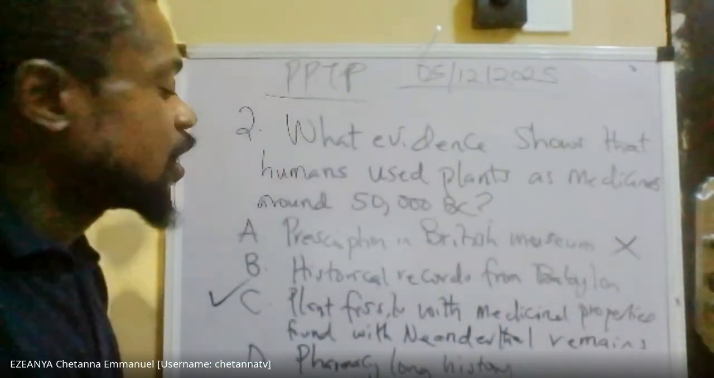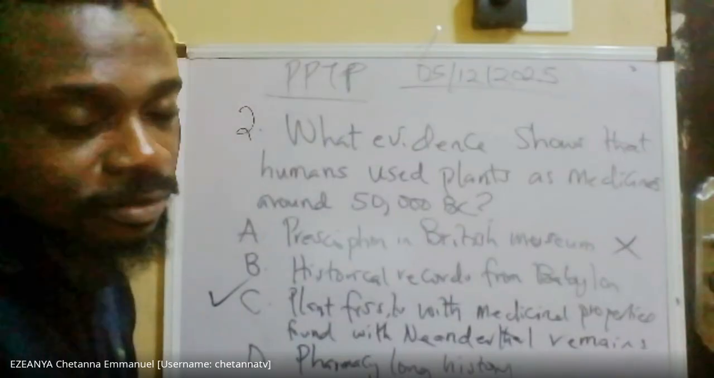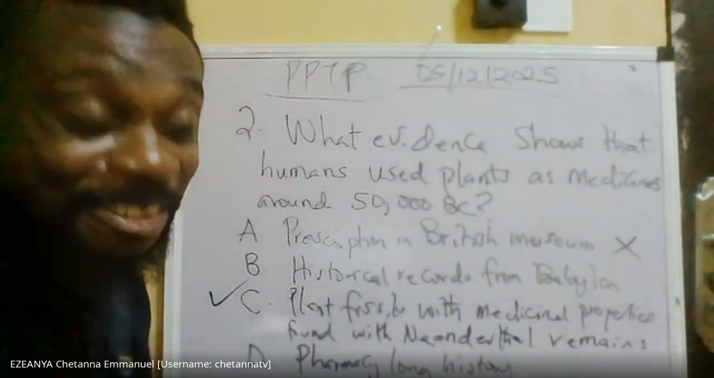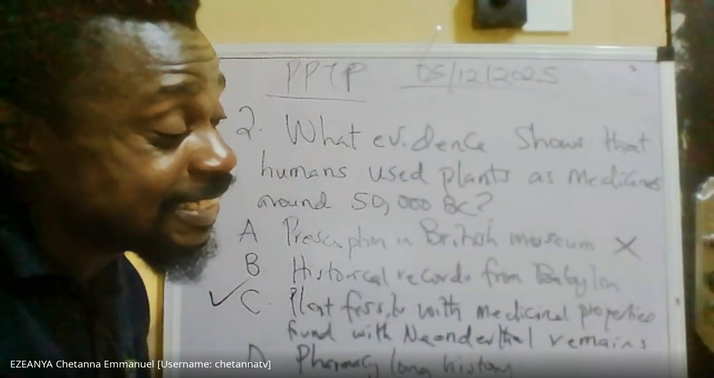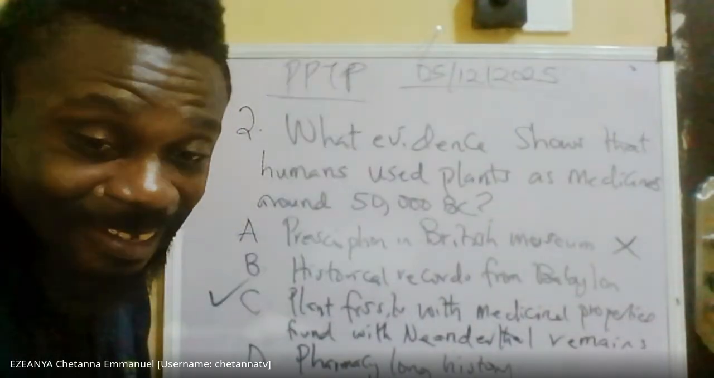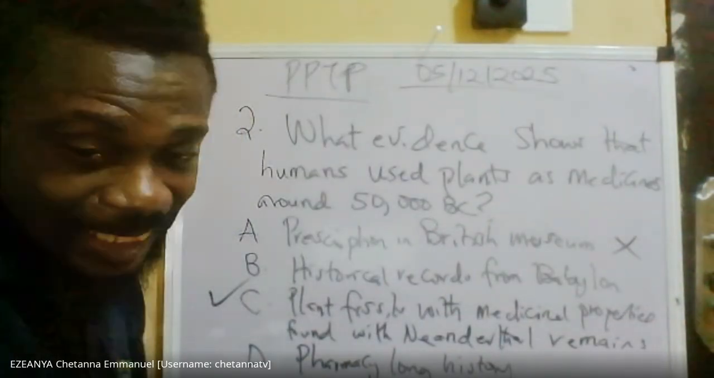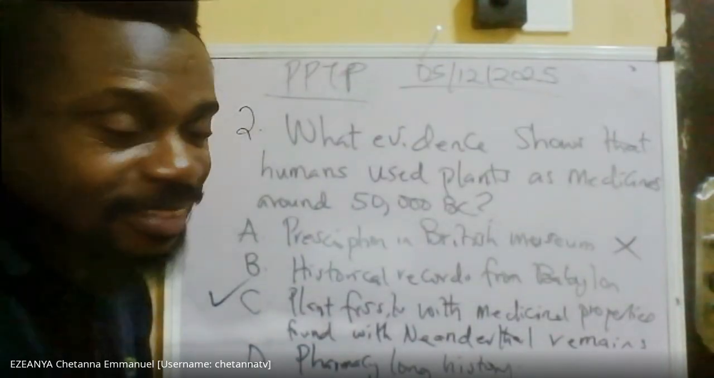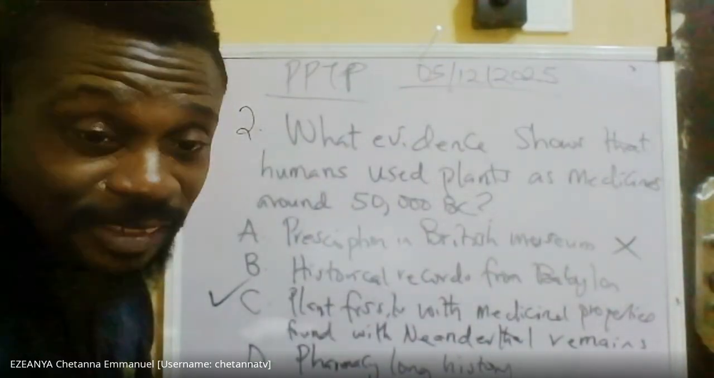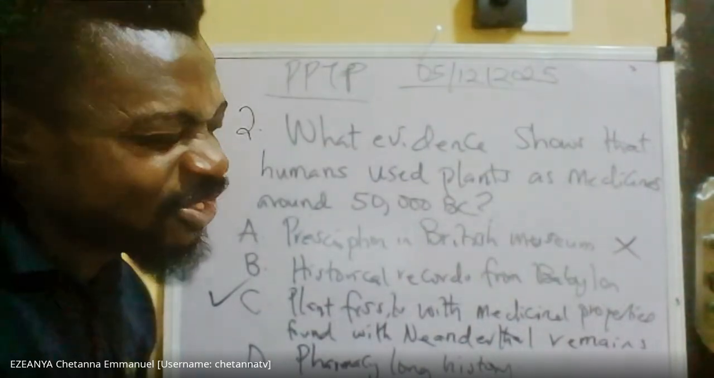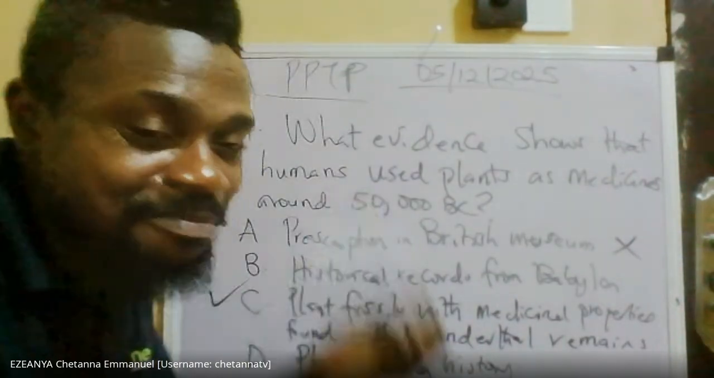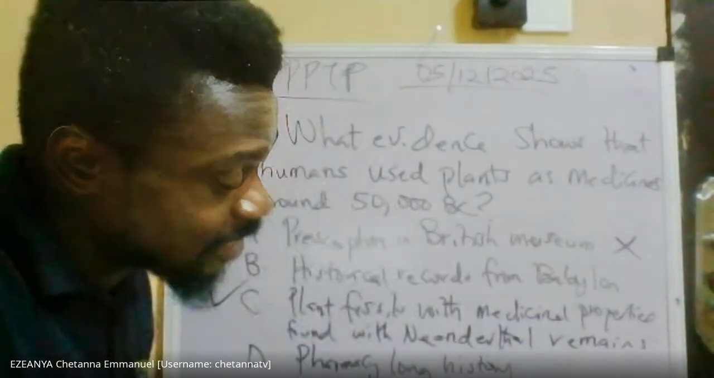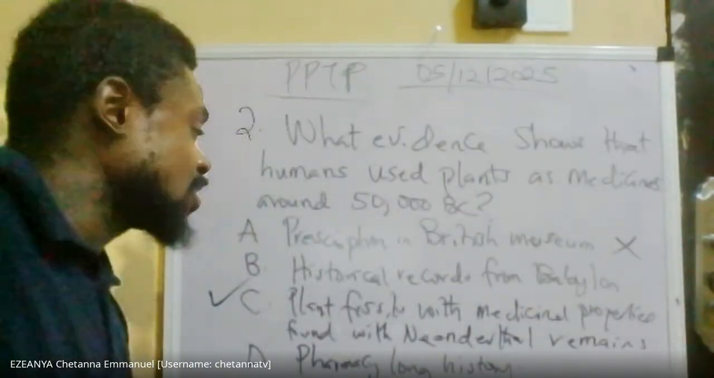This is historical record from Babylon. Yes, even though Babylonian records are ancient, the dates are not 50,000 BC. Those were just a few thousand BC, like 2000 BC, not 50,000 BC. So it's not the answer.